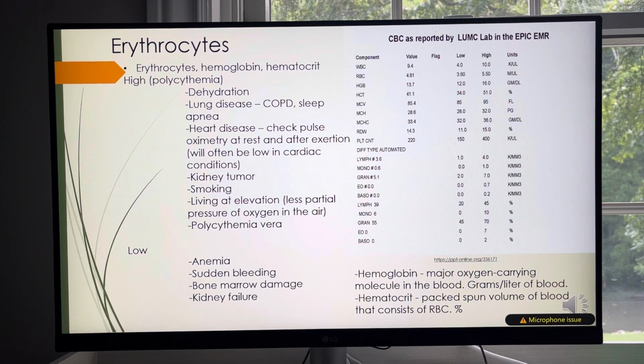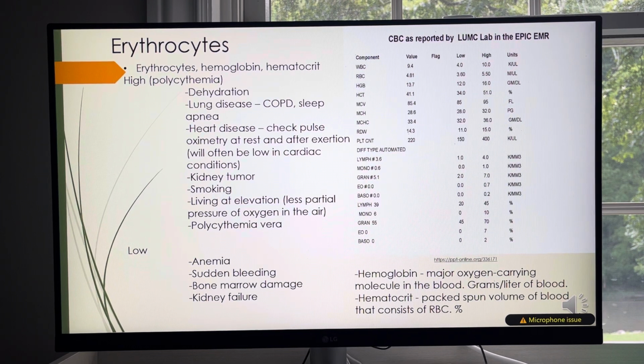The patient lives at 7,000 feet in Colorado. Everybody out there, when I was stationed in Colorado, everybody has a high red cell count. Right? You're living at 7,000 feet. We're going to talk about polycythemia vera. I think it's the next slide. We'll talk about how to work up anemia, which is when the red count is low.